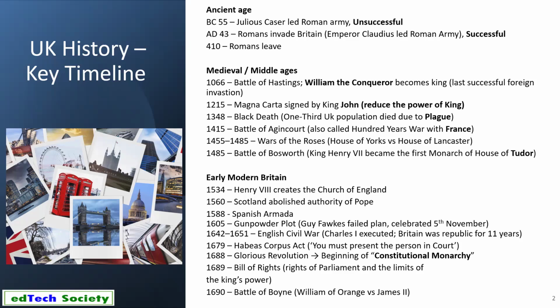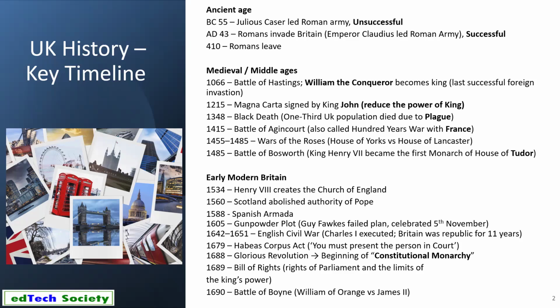1679 is very important for the Habeas Corpus Act, that you must be present in the court in person so that you can have your say. Before that, there was no such act in the UK. 1688 is the Glorious Revolution. It is the start of constitutional monarchy. So in this time period, William of Orange and Mary from Scotland came to the UK to start their reign. They were invited by Parliament.